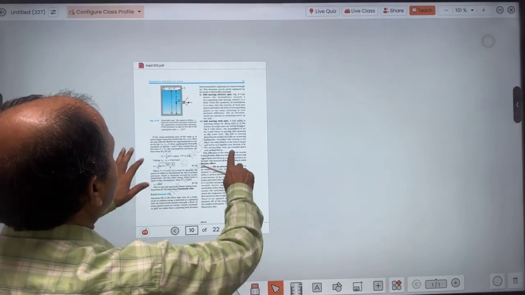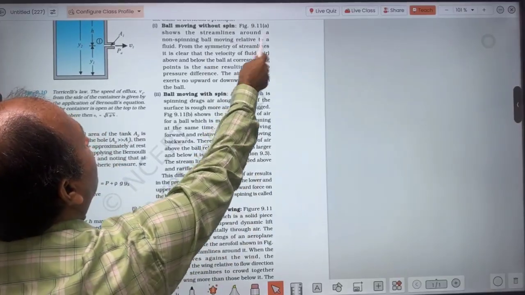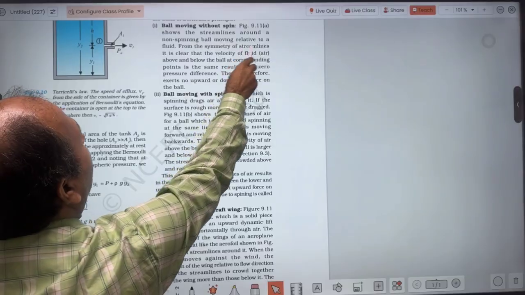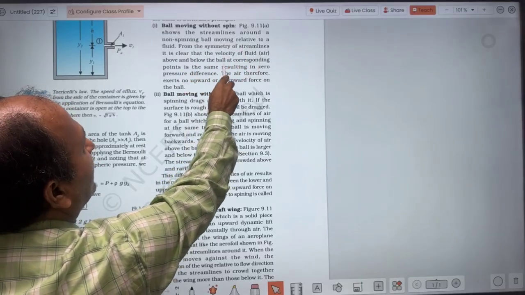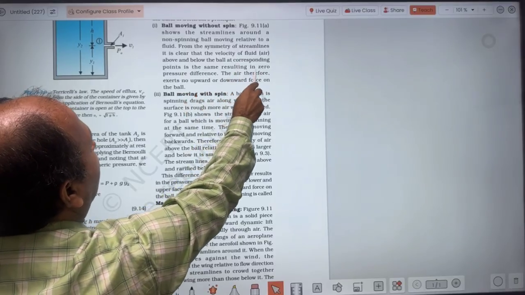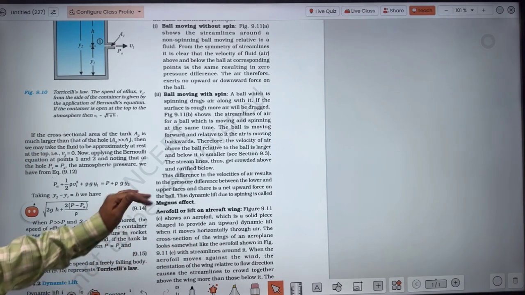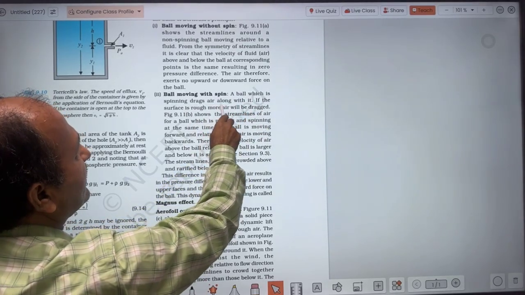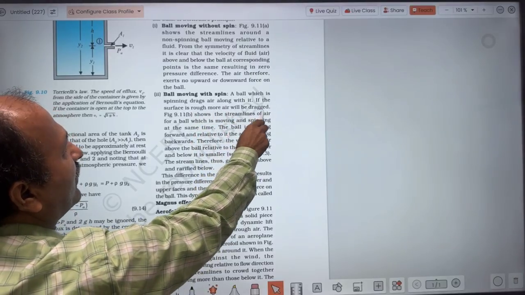So let's read it. The figure first shows the streamlines around a non-spinning ball moving relative to the fluid. From the symmetry of the streamlines, it is clear that the velocity of the fluid above and below the ball at corresponding points is the same, resulting in zero pressure difference. So there won't be a pressure difference if the ball is not spinning. But if the ball is spinning, there will be a pressure difference. A ball which is spinning drags air along with it. If the surface is rough, more air will be dragged.